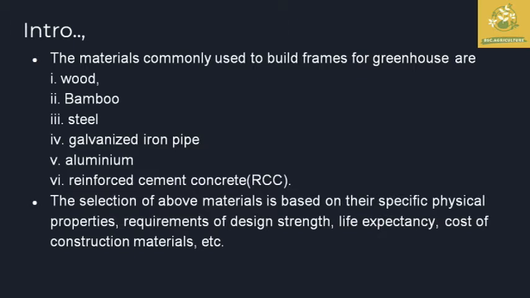While selecting the material to be used for the greenhouse, it must have the required properties and be chosen based on the requirements of the design, like life expectancy, cost of construction, as well as the physical and chemical properties around the environment. The physical nature of the material also needs to be noted during greenhouse construction.